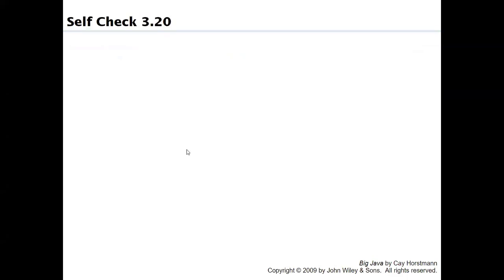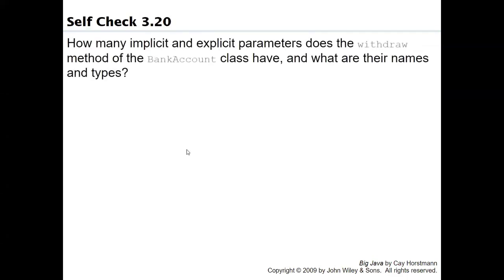Let's do a couple of self-checks. These are actually working. This is new. Usually the self-checks I've had up to this point give you the answer right away. But here we don't have the answer, so we can think about it first.